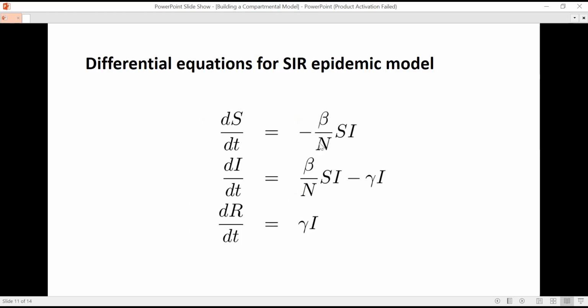And then these people who have recovered are leaving this I compartment and going where? Going to the R recovery compartment, or recovered compartment. And that gives us the set of grouping equations for the SIR epidemic. So you want to see then what defines an outbreak.